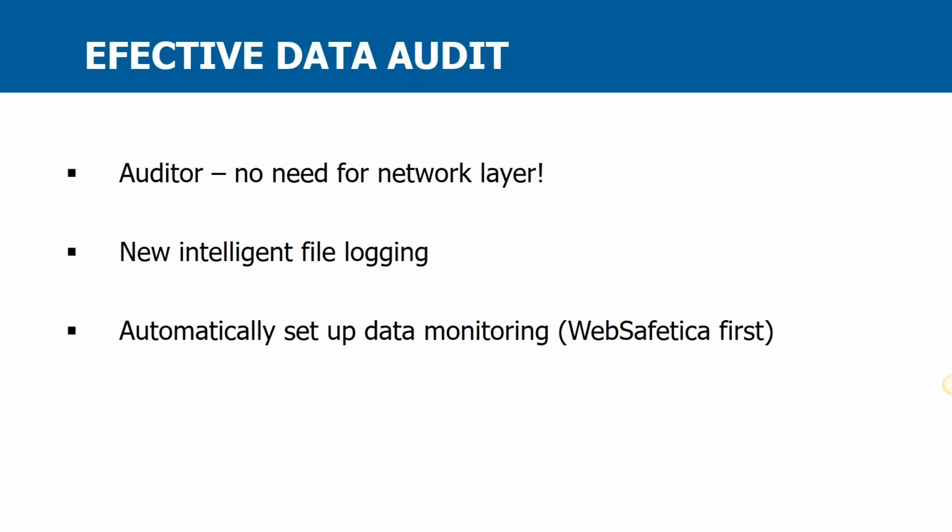Together with that, we are bringing more effective data audit. What does it mean? For auditor features such as webs, applications, or files, we don't need any network layer at all, even for the network communication logs. Now our auditor is as clean as it can be. There is no worry about interfering with the network technology. So you can audit your whole company very easily, and you don't need to be afraid that there would be some interference between the network layer and our auditing features.